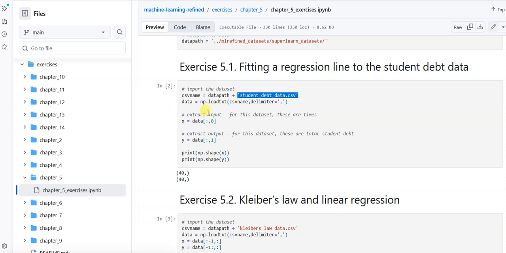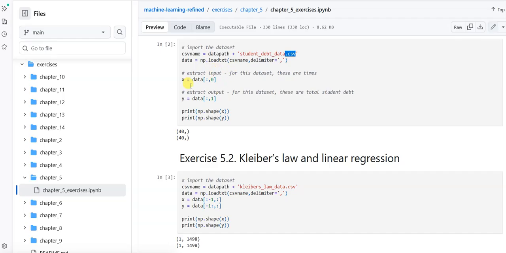So here data is np.loadtxt, this is a txt form, loadtxt, with the csv name. The csv name is the data file that will be uploaded. Delimiter is comma separated variable. That's the reason it is .csv. And here x is 0 comma colon, and colon means from starting to ending. Extract here 1, so extract the output for this data set. These are the total student data.